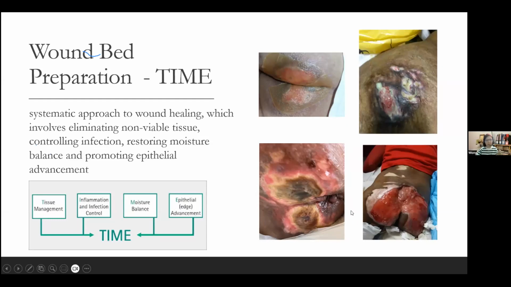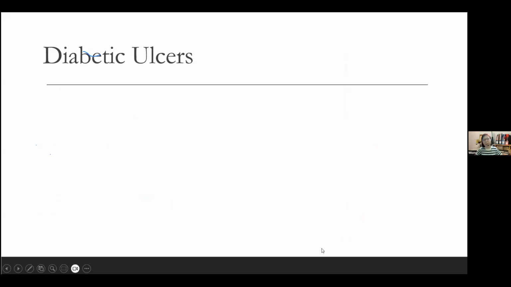Basically, we have to look at all these four areas to make sure that we are assessing correctly and choosing the right treatment. And the next one, chronic ulcer, is diabetic ulcer.